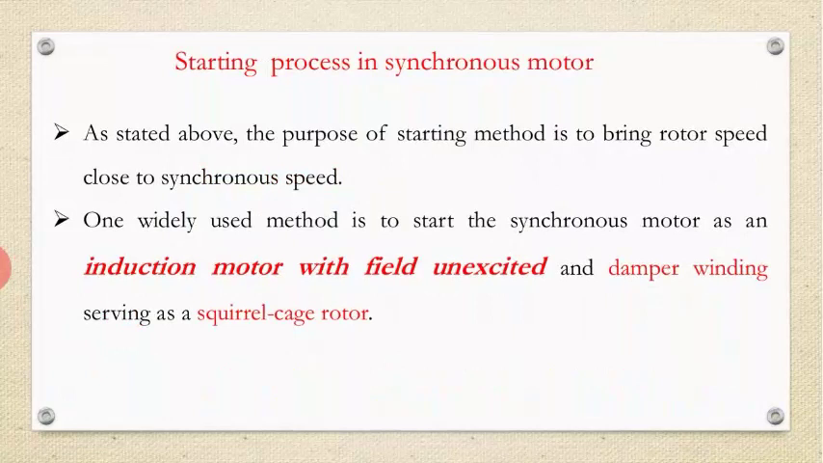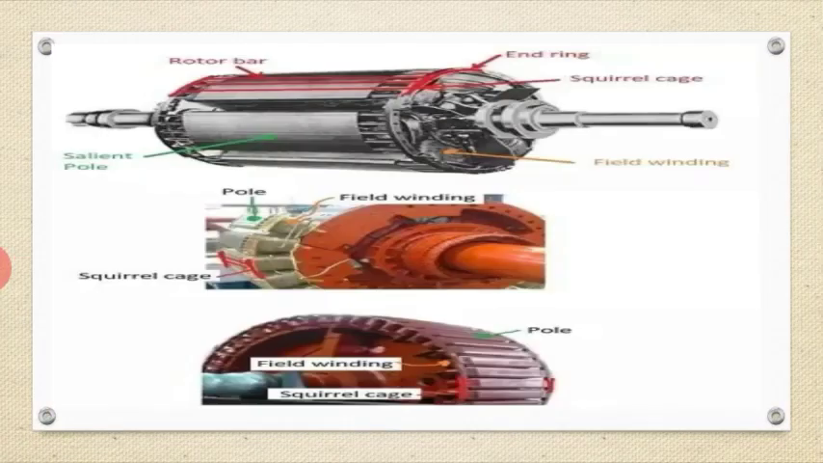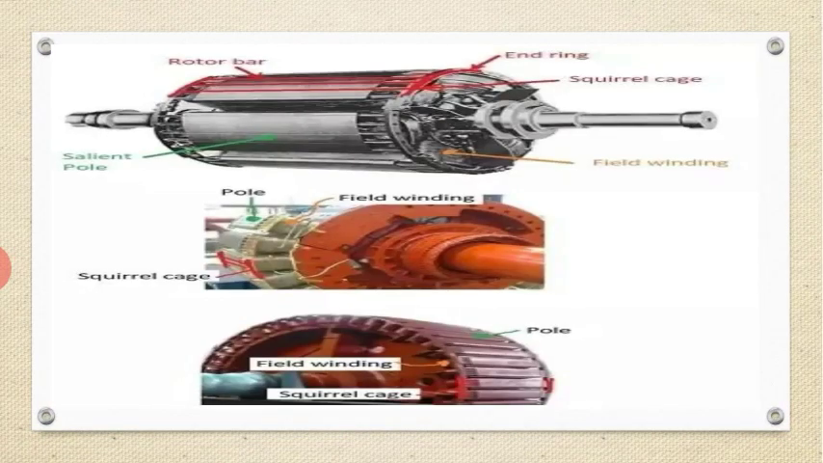The damper winding is wound on the rotor so that it is closed with end rings. Hence it acts as an induction motor. Okay, so this is the image. The end ring is placed here, you can see, and the squirrel cage winding is put. Field winding, rotor bars.